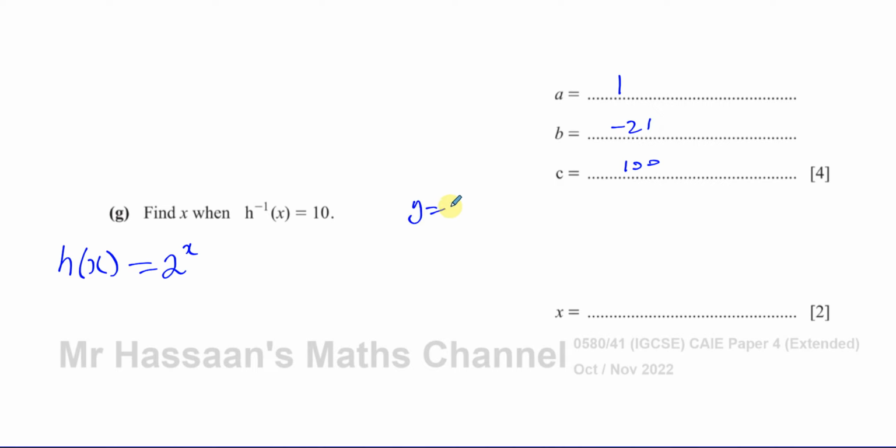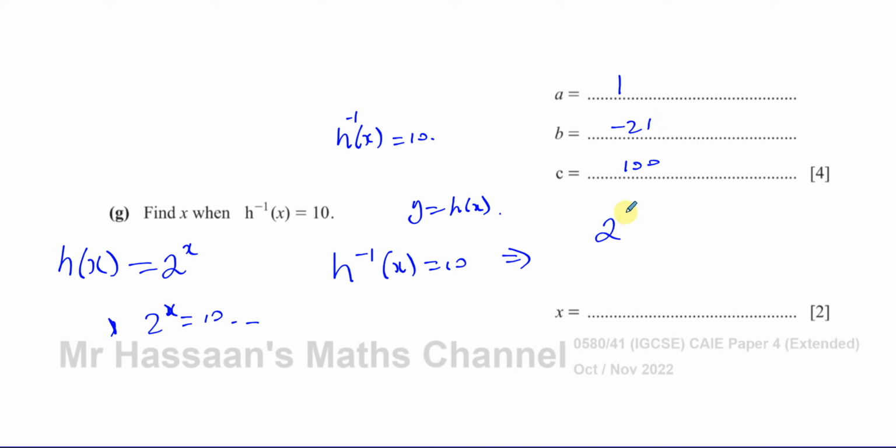First of all, I can write this as y equals h of x. Now, if the question said find x when h of x equals 10, then I would replace the y with 10. I would write 2 to the power of x equals 10, and I would solve for x. But because it says inverse, I won't replace the y with the 10, I'll replace the x with the 10. So the inverse h of x equals 10. To solve it, you just put 2 to the power of 10. That will give you your answer. So instead of putting the 10 in place of the y, you put it in place of the x instead.